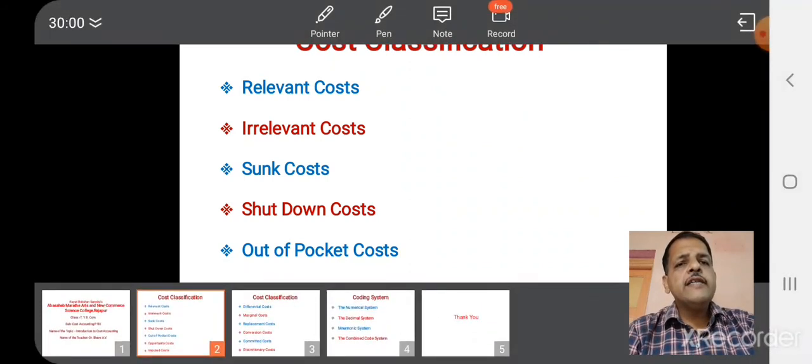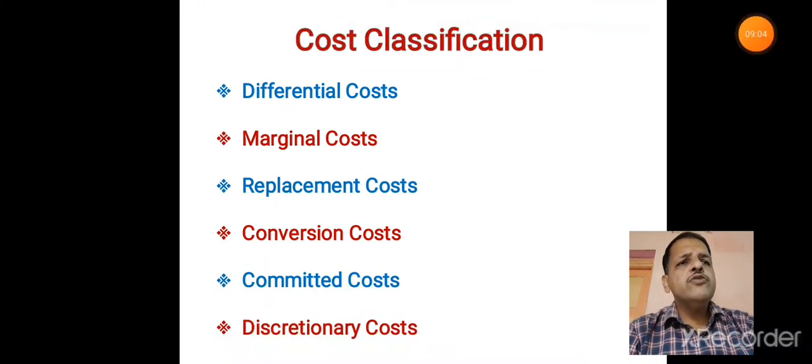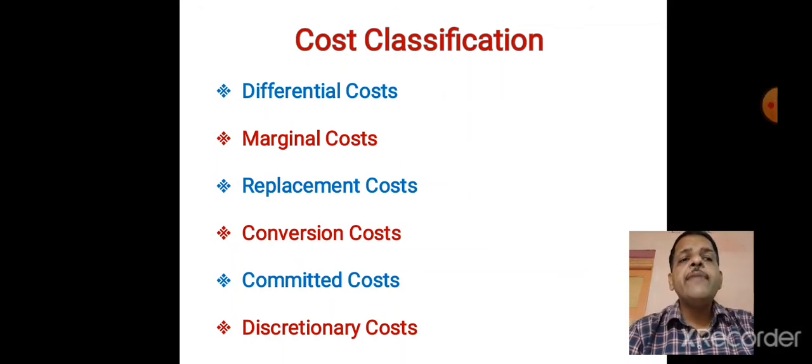Let us see another cost concept, which is known as differential costs. Differential costs are also called incremental costs. It is the increase or decrease in total cost because of a change in the level of activity. When the level of activity changes, the total cost also changes. It either increases or decreases. This is what is called incremental cost or differential cost.